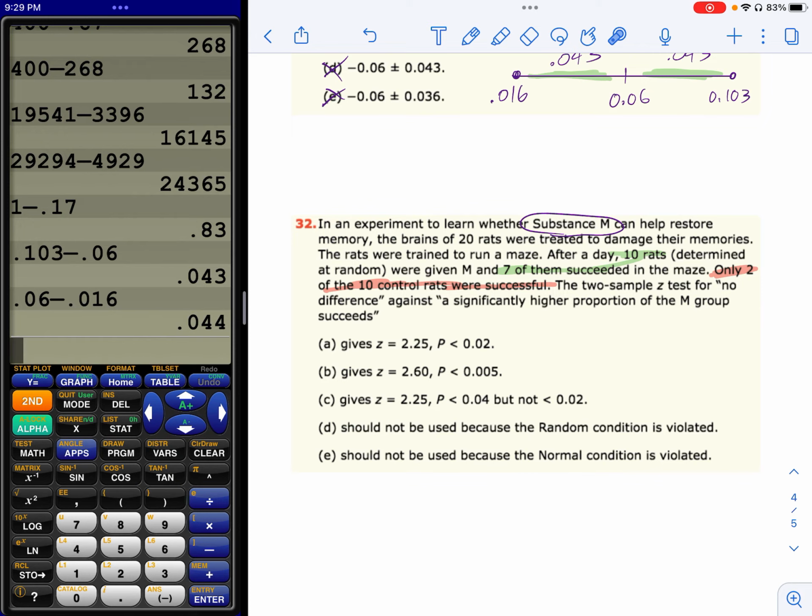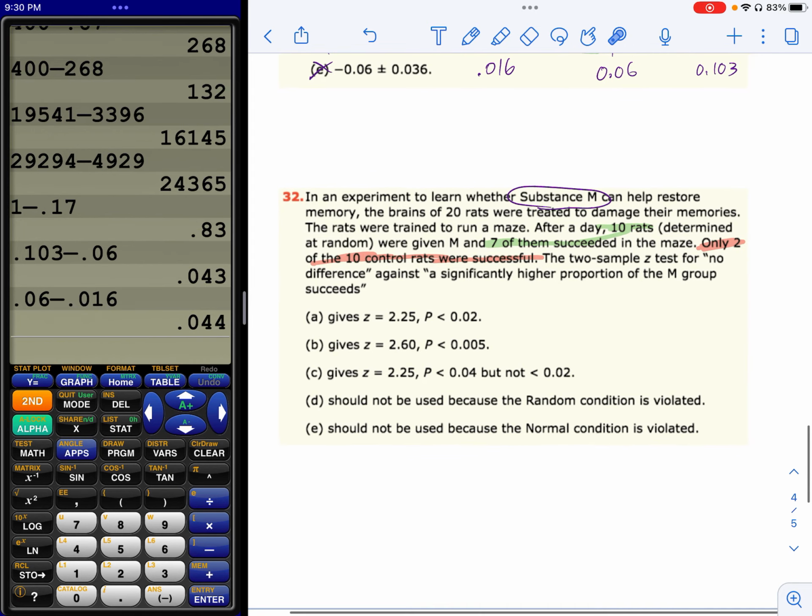Well, this one might be kind of strange. So what you're essentially going to be able to do is you can do the test button to get your z-score and see if it's one of these three. But you should also look into D and E first. The sample z-test should not be used because the random condition is violated. Was the random condition violated? I don't think so because it says determined at random. So it was random. Okay.